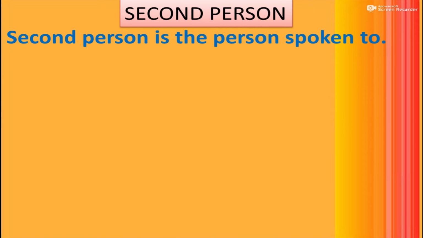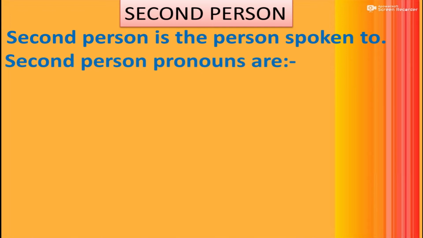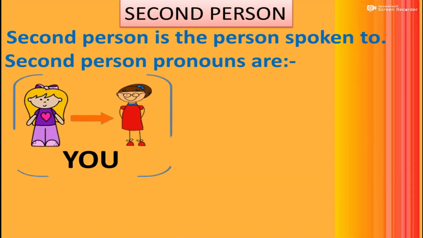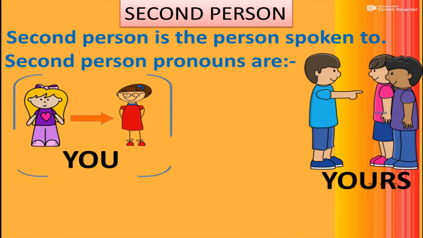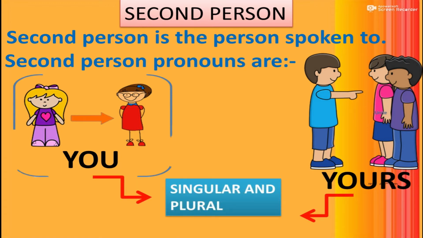Second person. Second person is the person spoken to. That means the person who we are talking to. Second person pronouns are very simple. They are just two of them. That is you and yours. And do you all know? The best part is they can be used for both singular and plural. So you just have to learn two pronouns for second person.